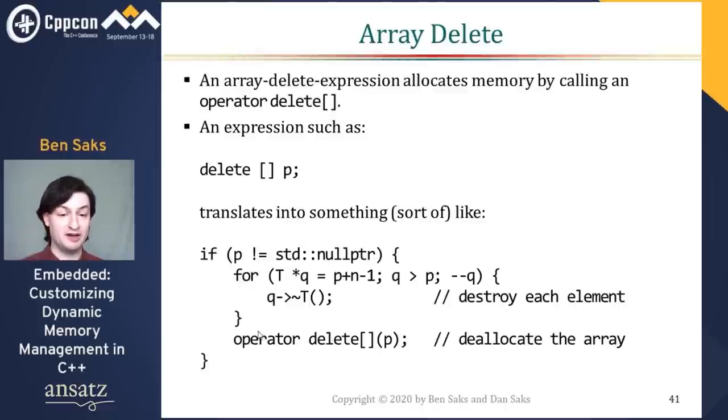By the same token, an array delete expression, delete square bracket P, translates into something that looks like this. It checks to see, is the pointer null? If not, go through the entire array in reverse order, destroying each element, and then release the memory associated with the entire array by calling operator delete square bracket.